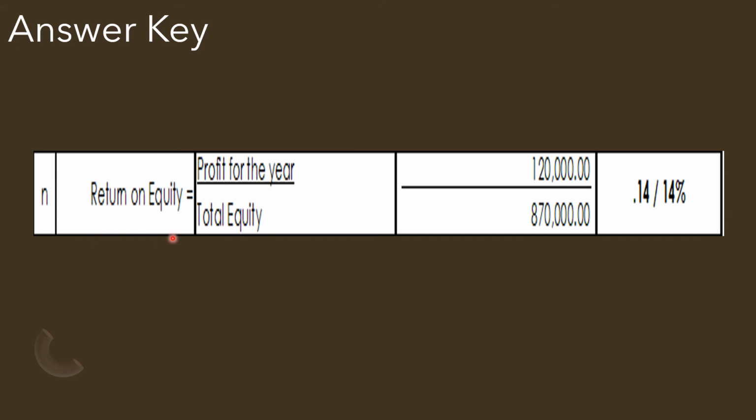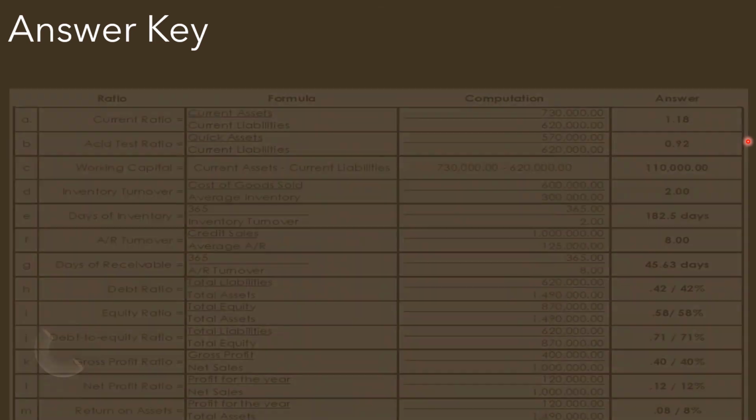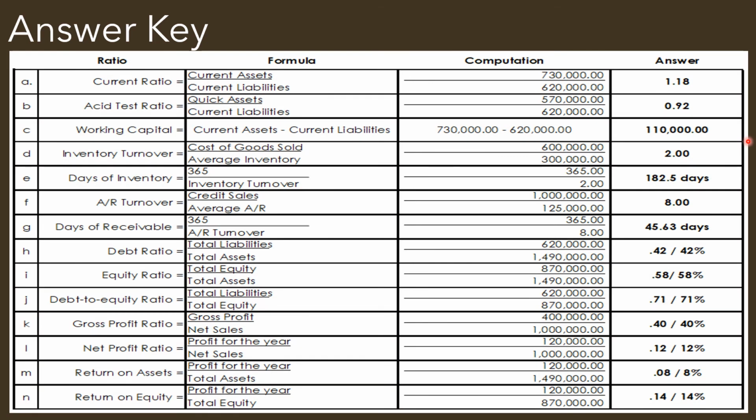When we say return on equity, is simply your profit for the year over your total equity. So that's 120 over 870, 14% or 0.14. Okay. So that would be it for our first problem or first requirement. So this is the summary of all of it, A to N. Ayan, dito lahat ng formula. You can use it for future references and for reviewing na rin.